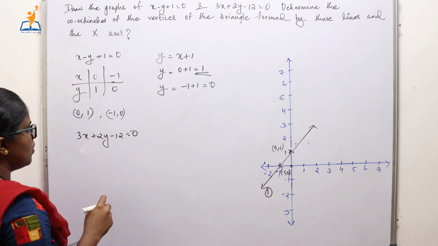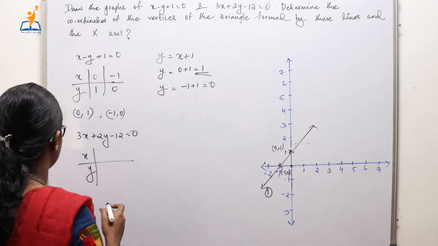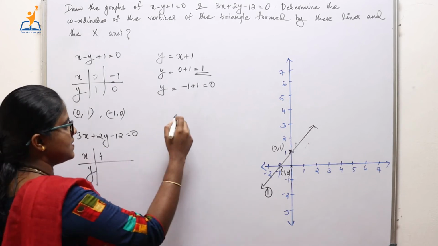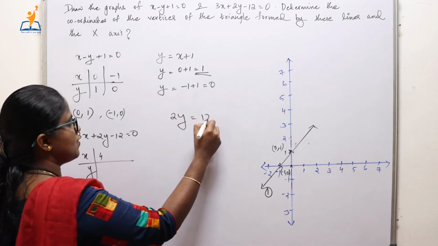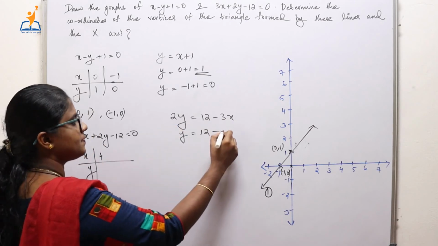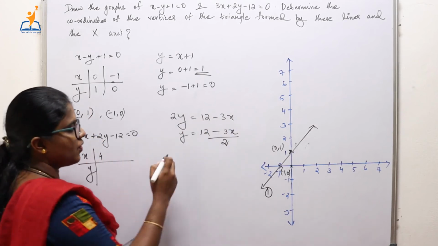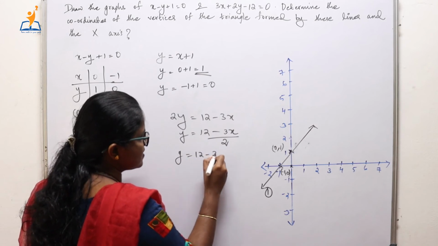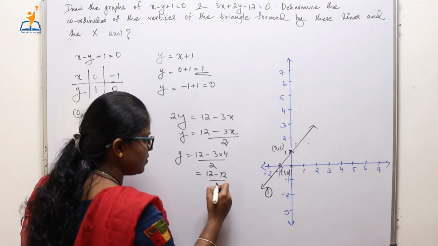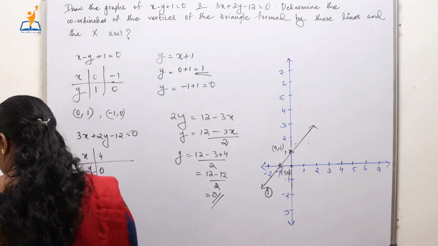Now let's go for the graph of the second equation, that is 3x plus 2y minus 12 equal to 0. We want the solution set. So corresponding to x values, we want to find the y values. First let's take x is equal to 4. We want the value of y from this equation, that is 2y is 12 minus 3x. Therefore y is 12 minus 3x divided by 2. Now when x is equal to 4, we have y is equal to 12 minus 3 into 4 by 2, that is 12 minus 12 by 2, that is 0. So when x is equal to 4, we have y is equal to 0.